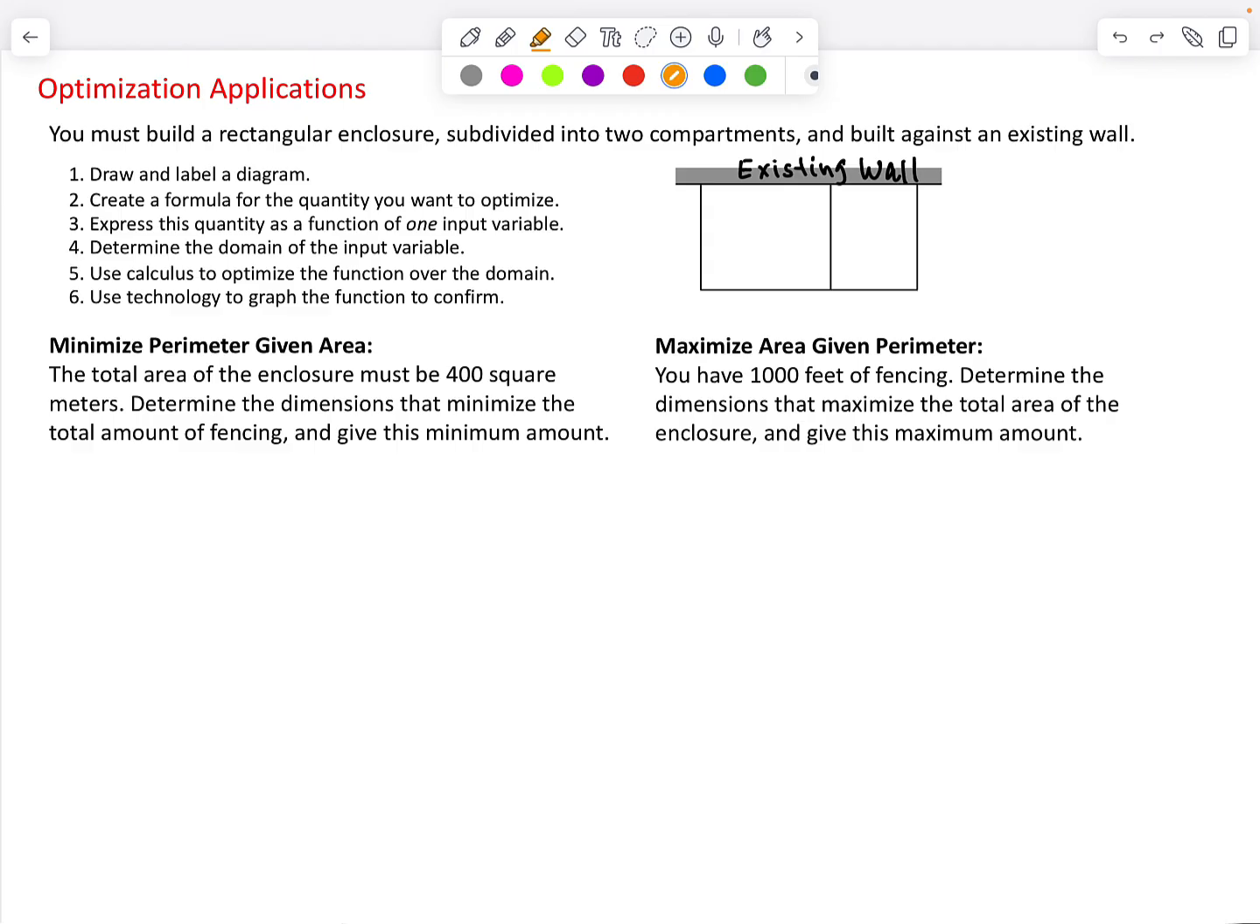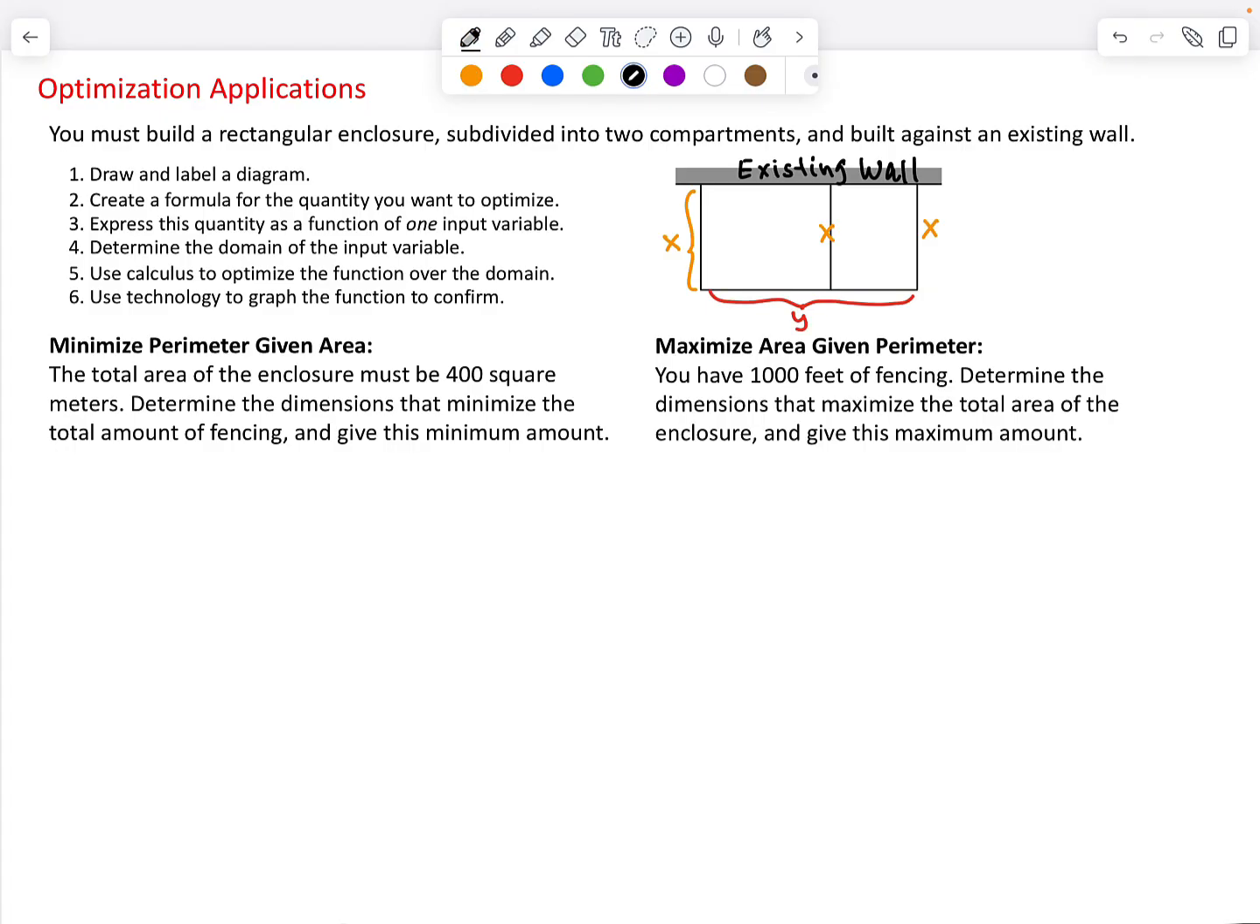Now the fencing that we need would be these 3 segments, which all have the same length, and then this horizontal segment, which doesn't necessarily have the same length as the 3 vertical segments. This length I'll call X and would occur 3 different times, and I'll use Y to represent that one horizontal length. Now a few things we know.